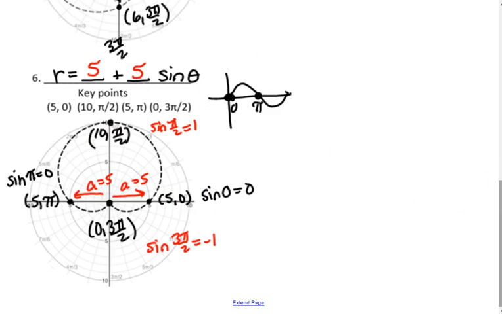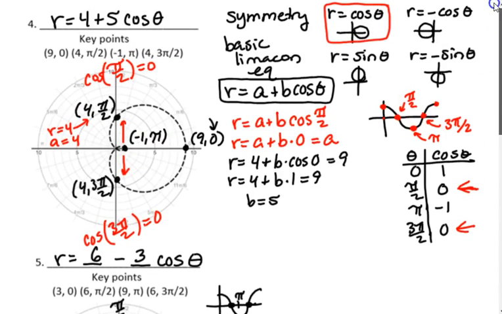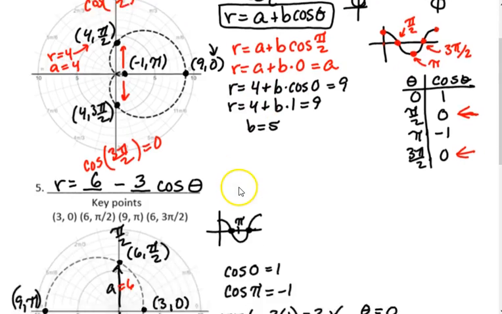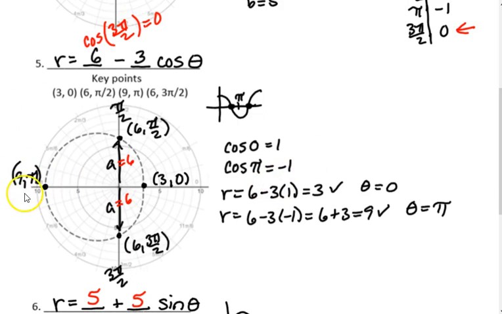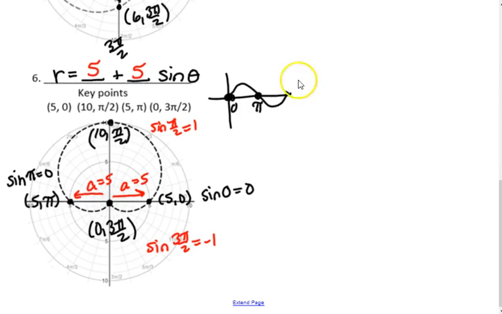Then we look at the largest number. Here the largest value is 9, so these two numbers have to combine to give me 9, and the smallest number is negative 1, so when I subtract them, I get negative 1. Here the largest number is 9, so I have to think of 6 minus negative 3, which gives me 9, and 6 minus 3 gives me 3. Here, 5 plus 5 gives me 10 and 5 minus 5 gives me 0. So hopefully that'll help you when you are thinking through graphs of limacons.